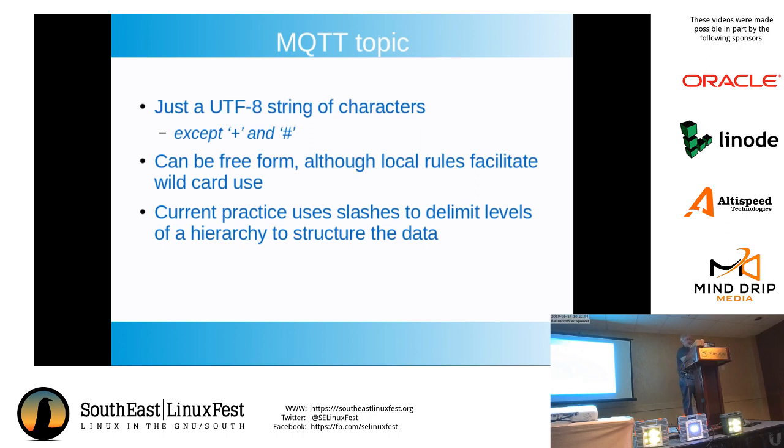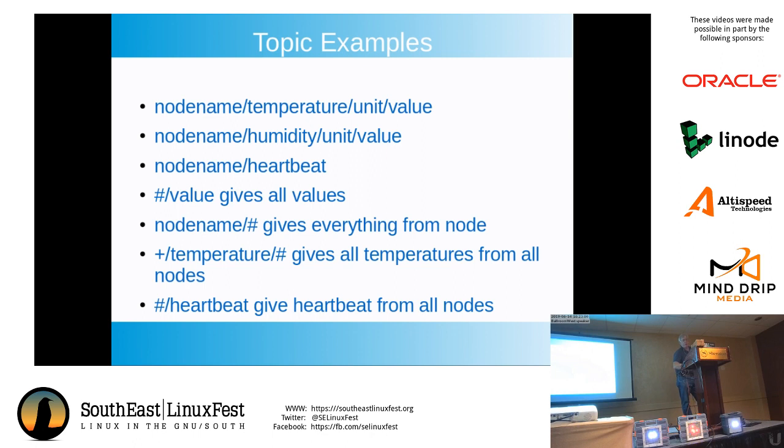They use slashes to designate this hierarchy of data. So I guess I was getting a little ahead of myself. The way I was doing it was, I have a node name and then I subdivided, you know, temperature and then the units and the value, whatever it is. And so this basically says what I was talking about earlier, a little out of sequence, about how you use the wildcards to be able to pull up multiple pieces of data at one time.